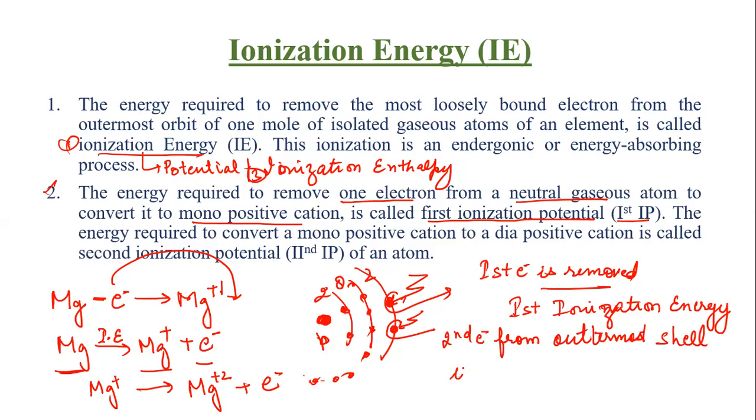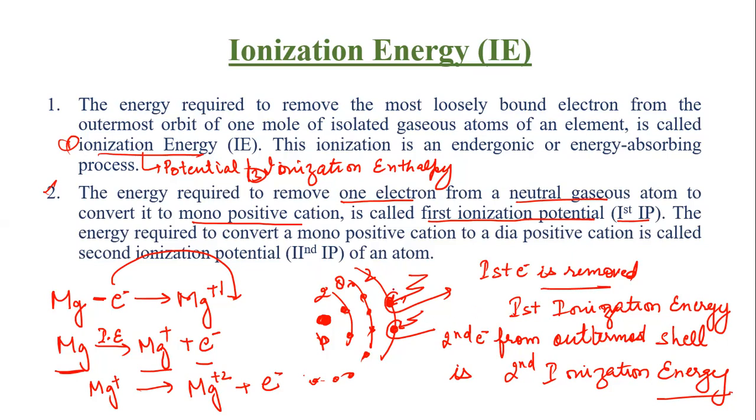Now whatever energy I supplied to remove the second electron from the outermost shell is known as second ionization energy. Got it? If there are 3 electrons, then it means third ionization energy. If 4 electrons, fourth ionization energy. But it has to be from the outermost shell. Yes, it has to be from the outermost shell.